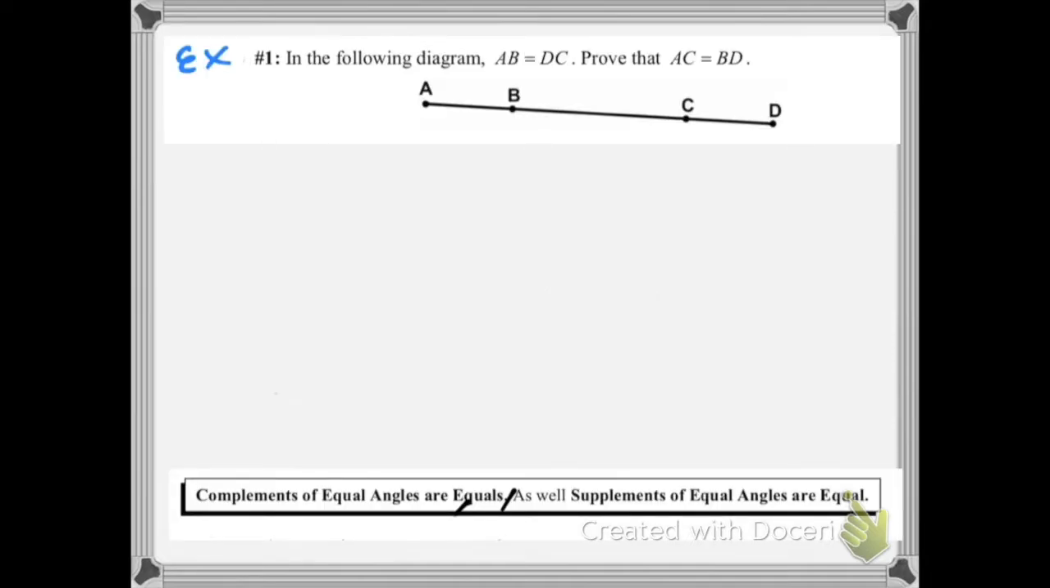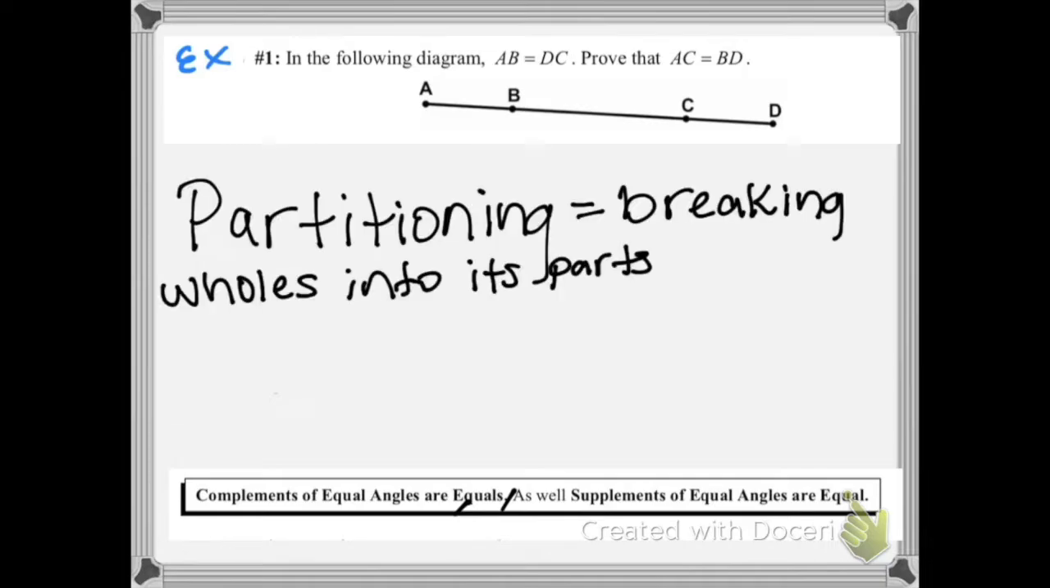Now, our proofs are going to be about breaking parts of wholes, okay? We're going to be breaking things apart. When you break something apart, you call that partitioning, okay? So partitioning is breaking wholes into its parts. Perfect. Yes, it is. And so that's what we're going to be doing in our first proof.